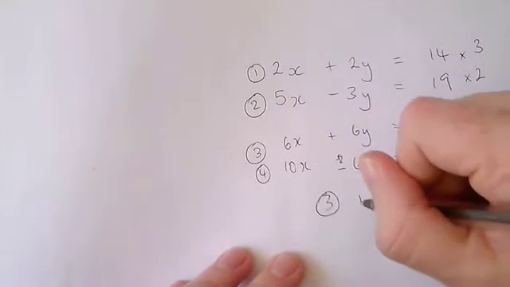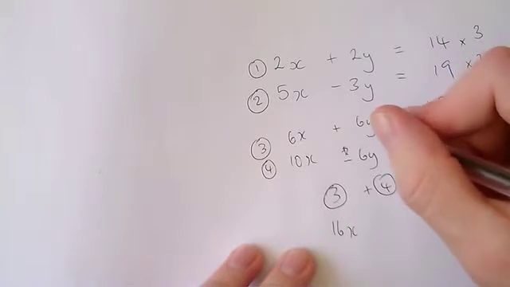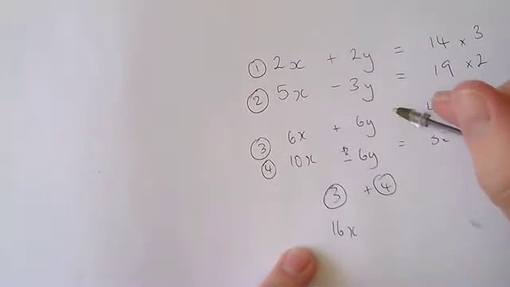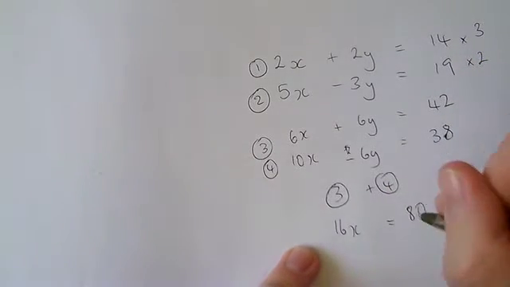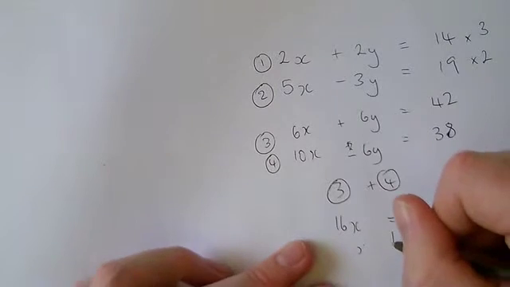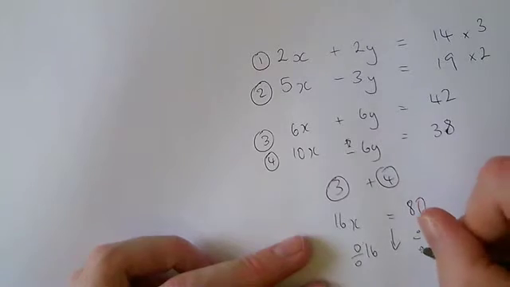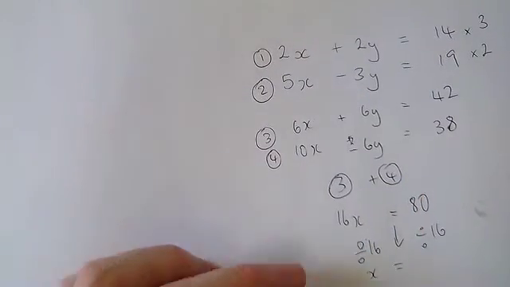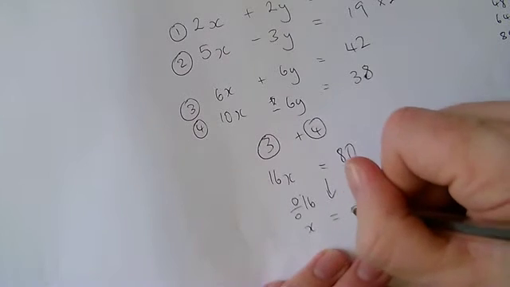I then add the equations together. 6x plus 10x is 16x. 6y plus minus 6y, so that's like taking it away, is 0. And then 42 add 38 is 80. And then I will divide both sides by 16. I don't actually know how many 16s go into 80, so I'm going to write the 16 times table by here. 16, 32, 48, so I'm just adding 16 every time. 64, 80, so that is 1, 2, 3, 4, 5. It's the fifth one, so x equals 5.